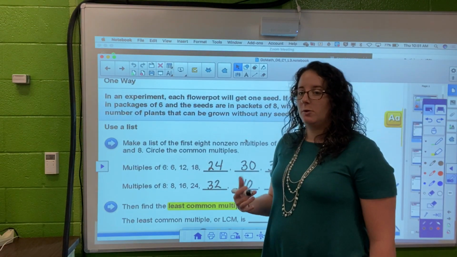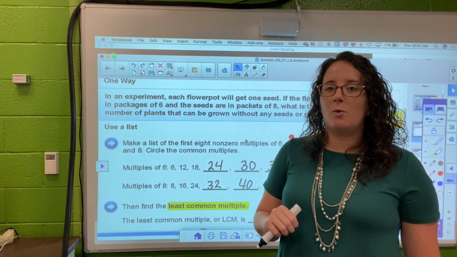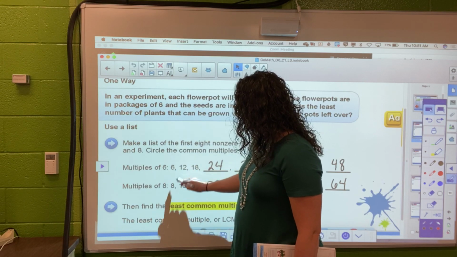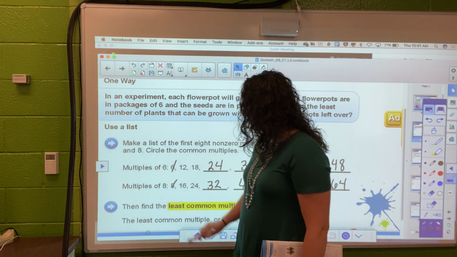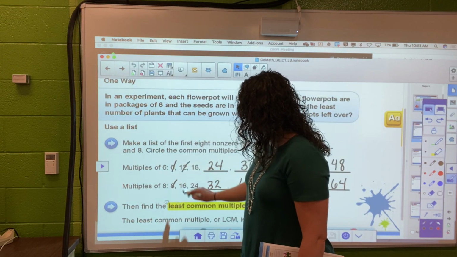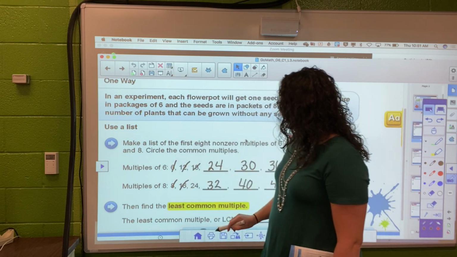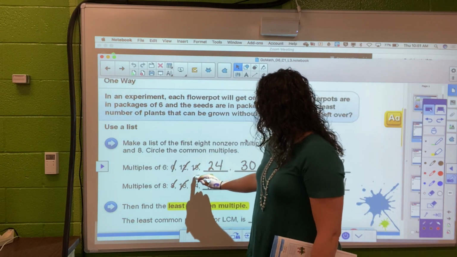Now let's look through our list and circle the ones that they have in common. So let's start with 6. I don't see a 6 anywhere. I don't see an 8 anywhere. I don't see a 12. I don't see a 16. I don't see an 18. But I do see a 24.